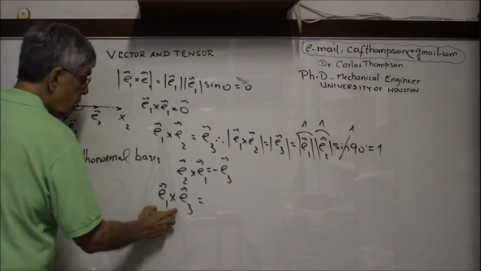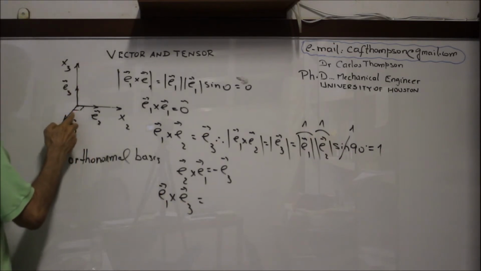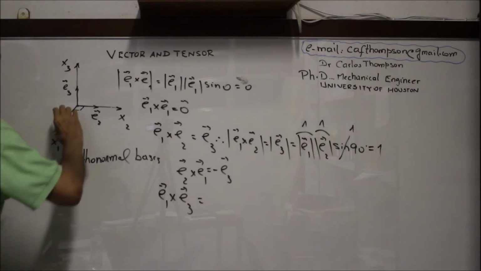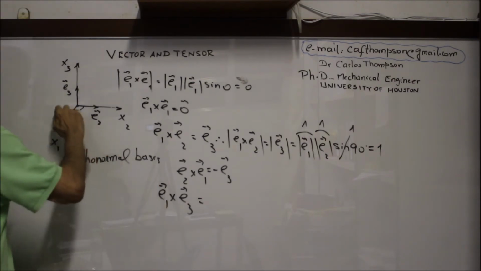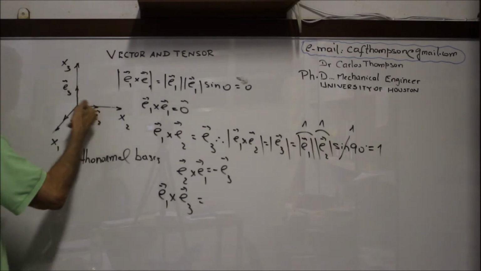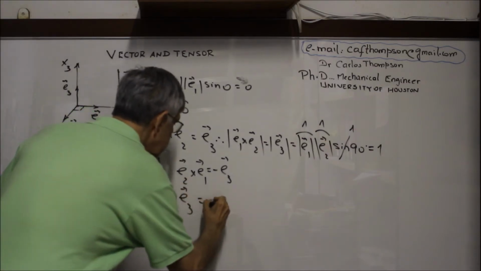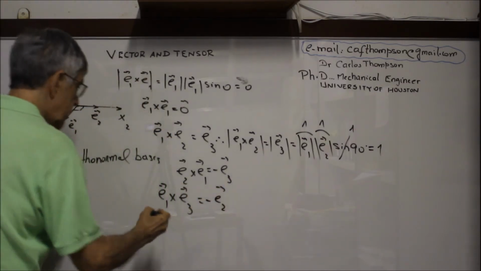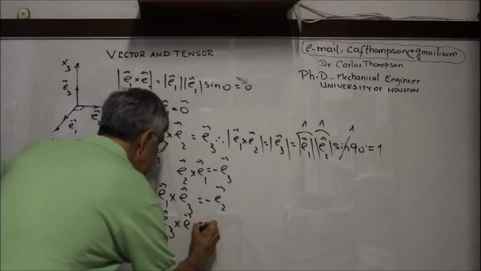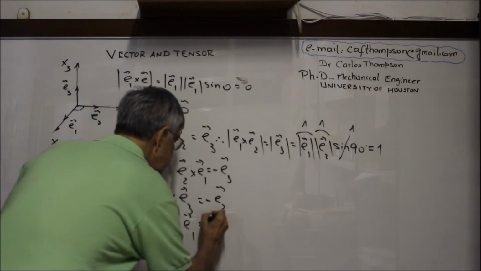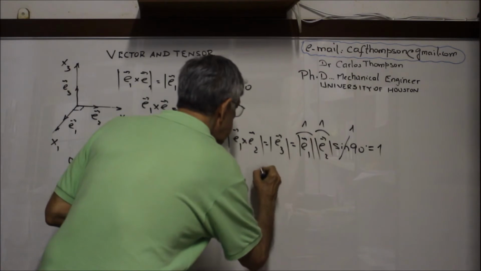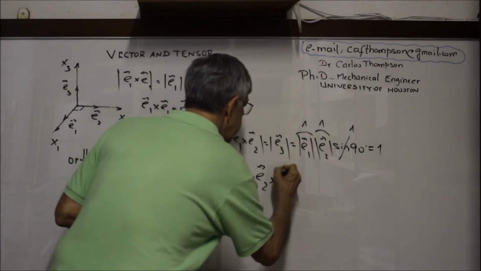E1 cross E3, you just use the right hand, you see? So if you move from E1 to E3, you do like that, so this will be minus E2. And obviously E3 cross E1 is equal plus E2. The same procedure we are going to use for E2 cross E3.